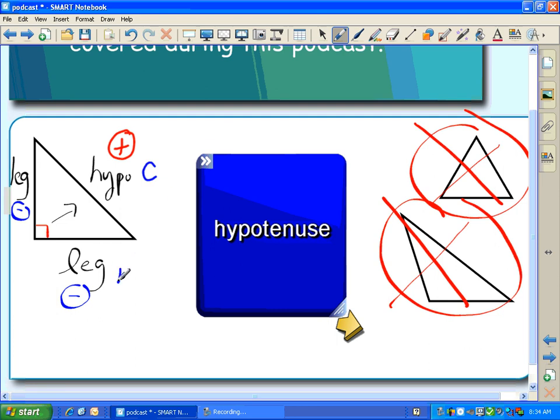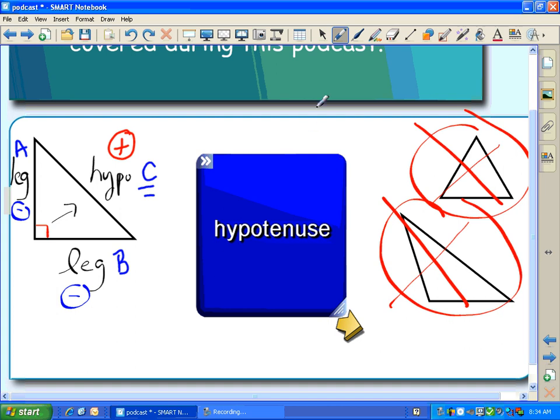You may use A and B for the legs, or you may use the commutative property, plus 10 Bears, off to a good start, and you may call this leg B and this leg A. But the hypotenuse always has to be the letter C.